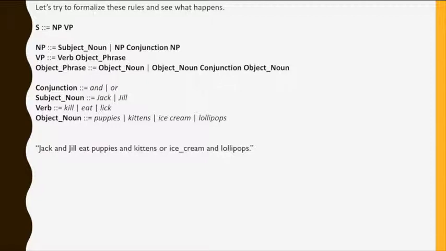So again, it kind of has that singleton thing, or that kind of recursive thing going on, with the conjunction being the binary operator and us being able to recurse both on the left and the right side. Okay, so this is like our first step in BNF of trying to formalize the sentence Jack and Jill eat puppies and kittens or ice cream and lollipops.